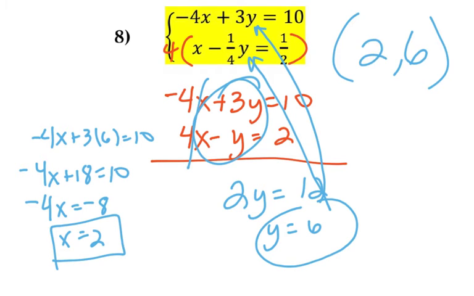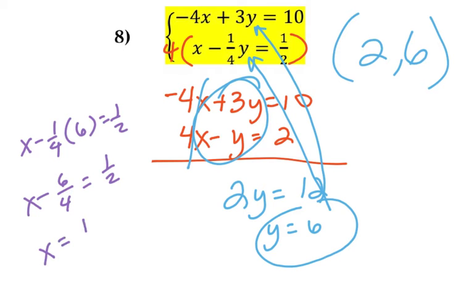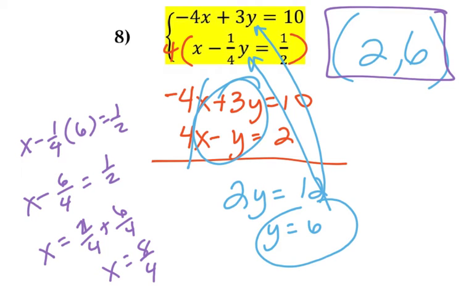Now I would have gotten that same thing if I would have plugged it in to the second equation. And we can try that just to make sure, just to show you. If you did x minus 1/4 times 6 equals 1/2, you're going to have x minus 6/4 equals 1/2. If I add 6/4 to both sides, I'm going to have 1/2, which is 2/4, plus 6/4, and so x is equal to 8/4, which is 2. So it's the same thing, and so I've got the correct answer. So with systems of equations with elimination, like I said, you're just going to want to try to find something that you multiply to create a situation where you have opposites.